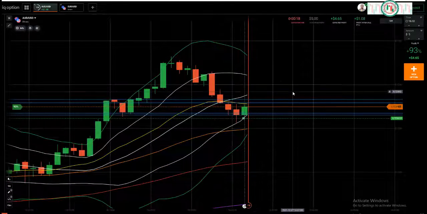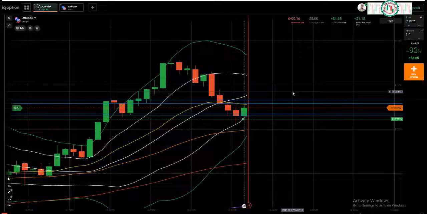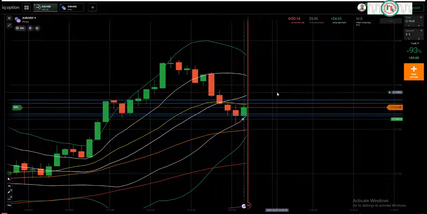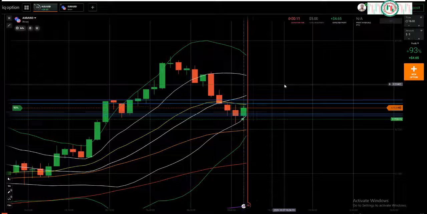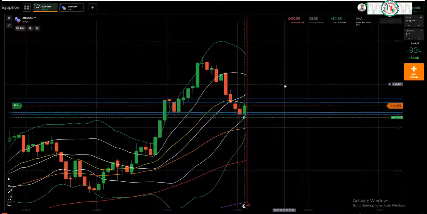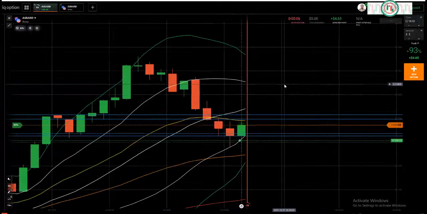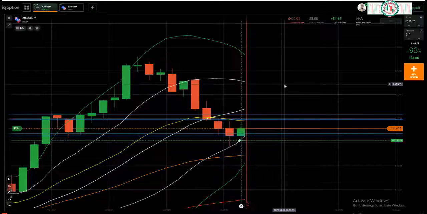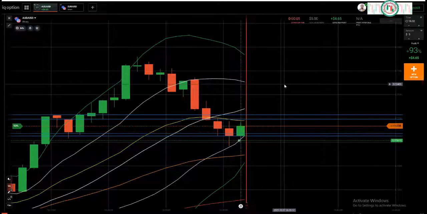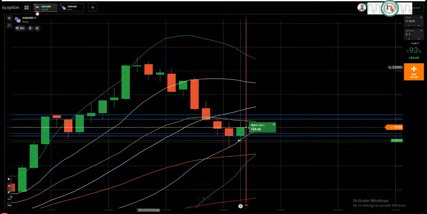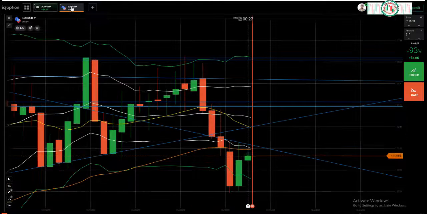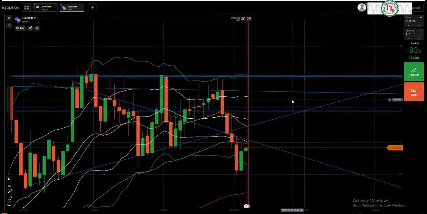So you see buyer's entry. But today we have to be very careful because of the low volume market. You know, today is holidays. So we have to be careful. So you see, this is a winning trade. So let's check another one.